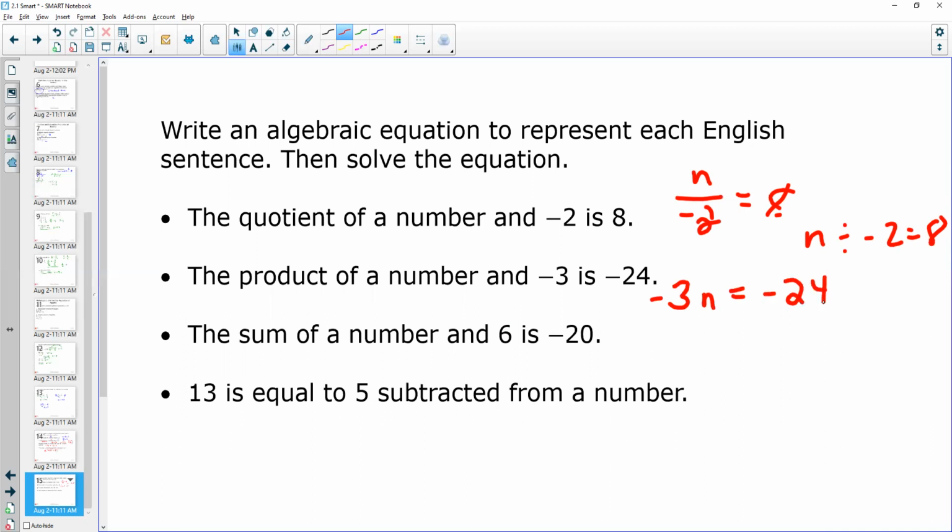The sum of a number and 6 is negative 20. So n plus 6 equals negative 20. And then 13 is equal to 5 subtracted from a number. So 5 subtracted from a number.